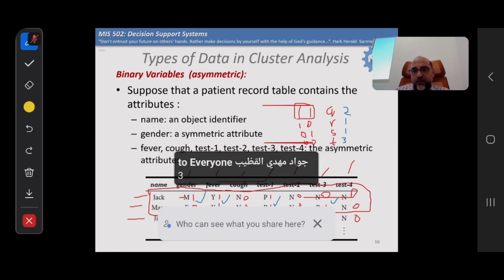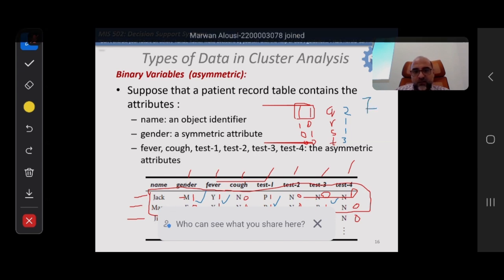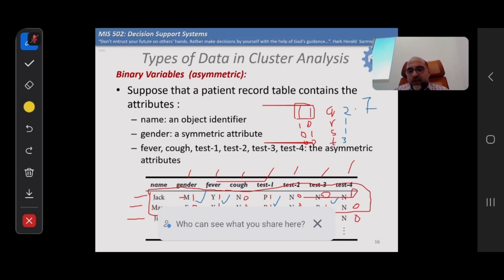2 plus 1 plus 1 plus 3, that's 7. Do you notice that we have 1, 2, 3, 4, 5, 6, 7 variables, so the total is 7.